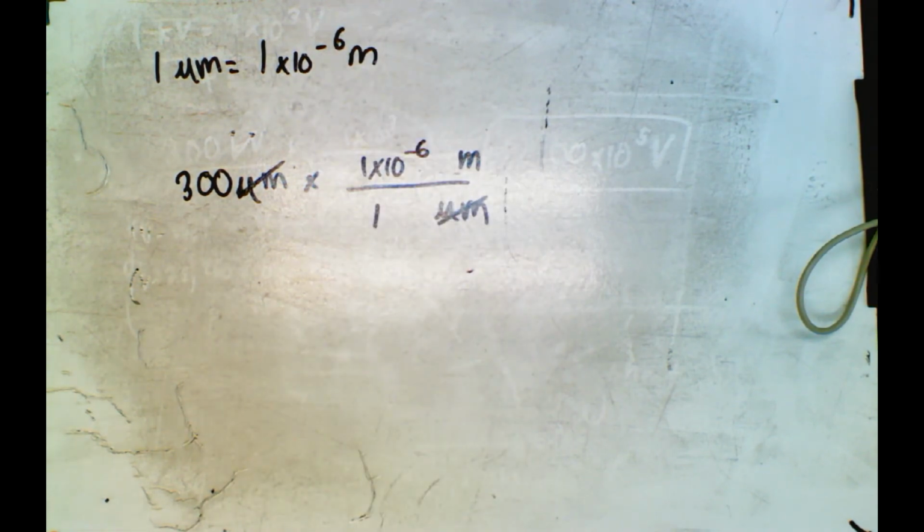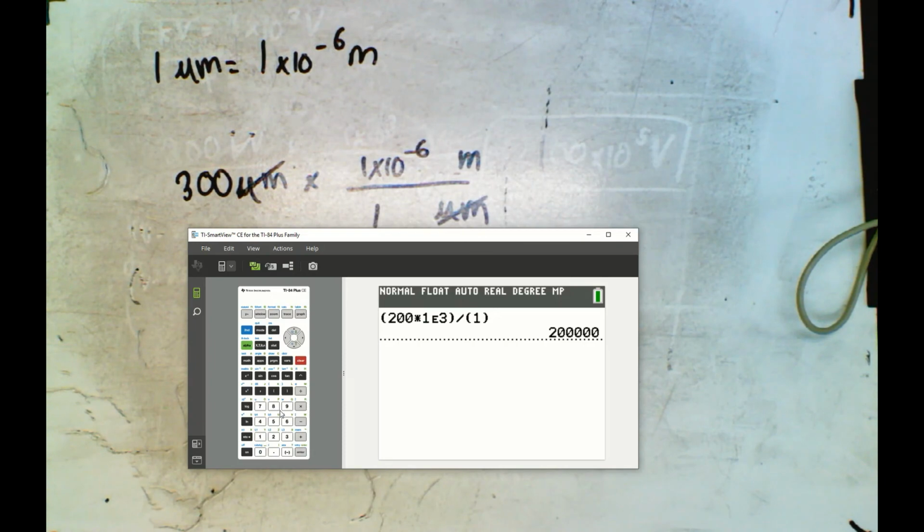So typing this into my calculator, I would go on top 300 times 1 e negative 6. And then on the bottom, I have 1.